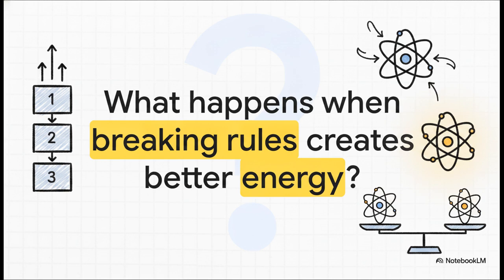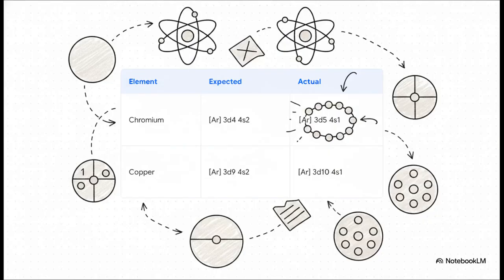So what happens when breaking that normal filling order actually results in an atom that's energetically far more stable? Well, that brings us to chromium and copper. These are two fascinating exceptions to the rulebook. If we followed the standard rules, we'd expect chromium to end in 3d4 4s2. But its actual real-world stable configuration is 3d5 4s1. An electron is literally promoted from the 4s apartment up to the 3d apartment.